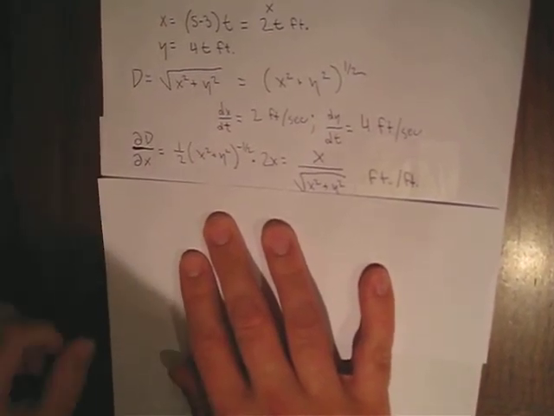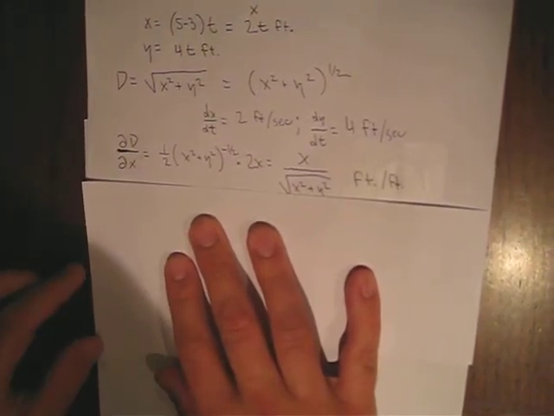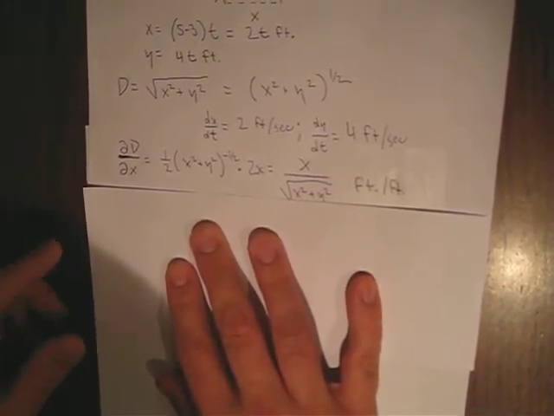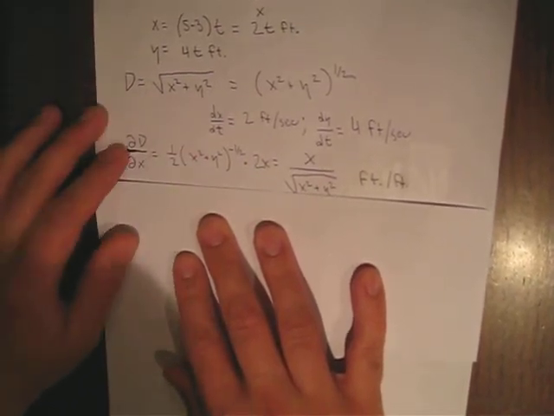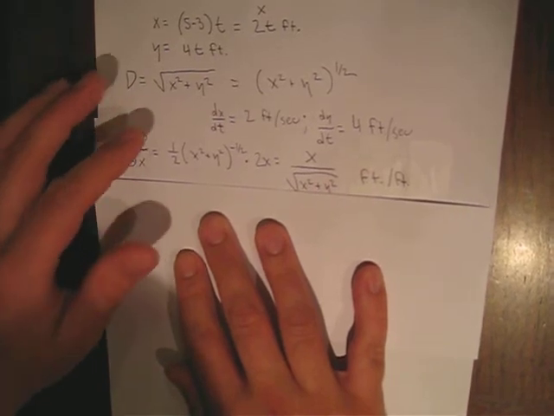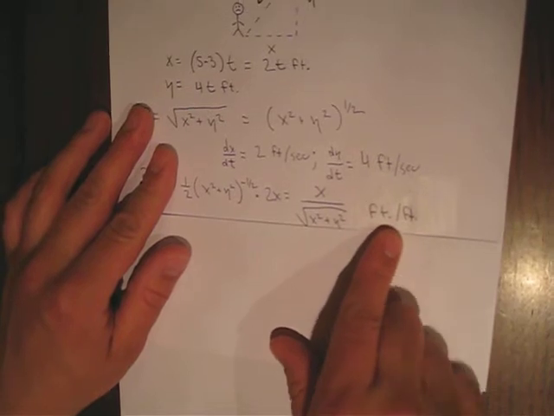Then, as per the chain rule of differentiation, still chain rule, we take the partial of the inside. 2x is going to be our partial with respect to x. So we end up with x over the square root of x squared plus y squared feet per feet.